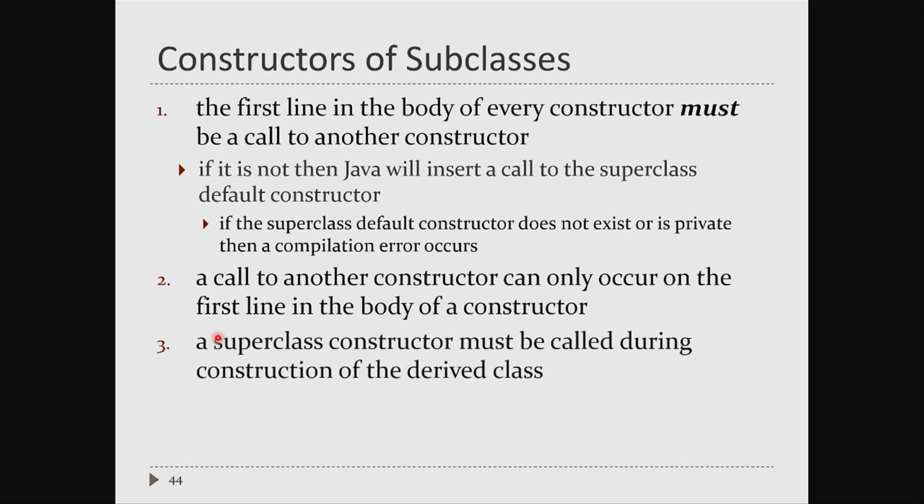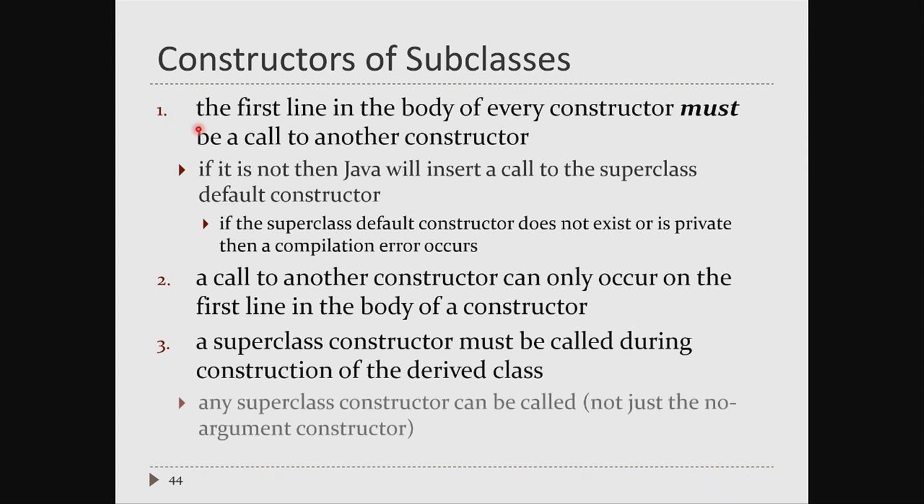3, at some point in time, the superclass constructor has to be called. So in a subclass, the subclass constructor must eventually call the superclass constructor somehow. Usually it's on line 1. Now, you don't have to call the no argument constructor. You can call any of the superclass constructors. So we'll see examples of that shortly.